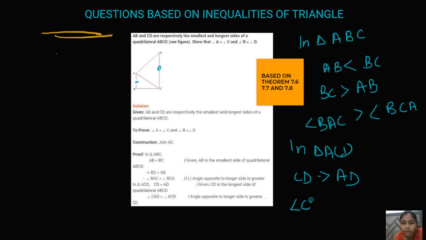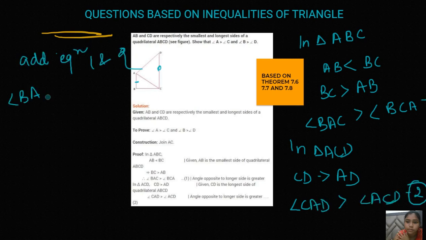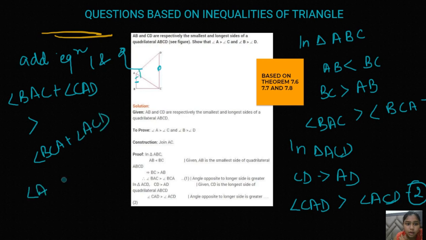What we have to do is mark these as 1 and 2, and add equations 1 and 2. What we'll get is angle BAC plus angle CAD is greater than angle BCA plus angle ACD. BAC is this one and CAD is this one, so the whole angle A is greater than the whole angle C. This is how we prove this particular thing. Similarly, we can go for B and D using the same approach, right?